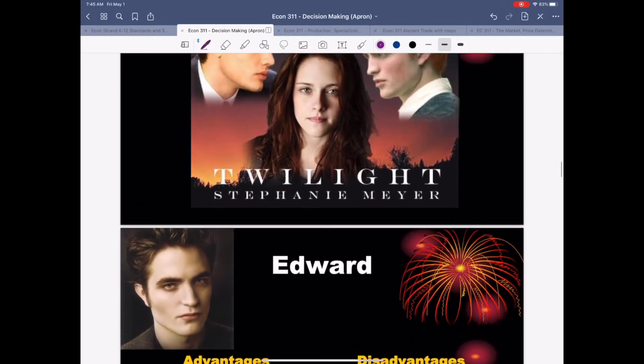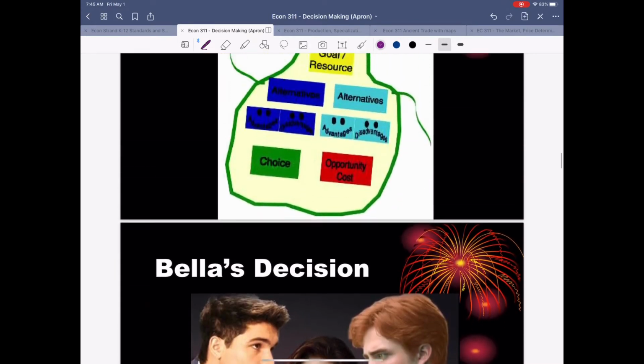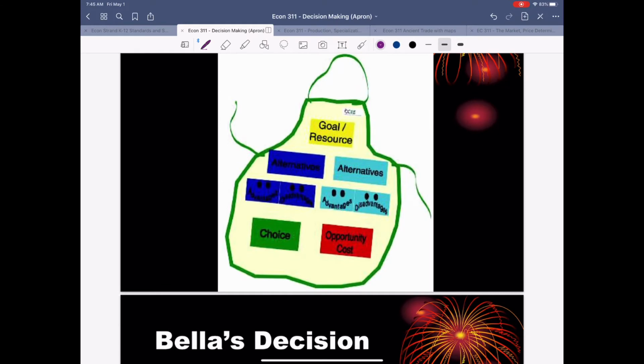So let's go back to the apron here. Bella has a goal. And so we'll use the apron as if you were wearing it in front of your students. And you might put a picture of Bella right here, and you could say, here's Bella. That looks a lot like Bella, right? Bella has a goal. And the goal is to choose somebody to spend her life with. And I would imagine that her goal is to find some happiness in that choice.